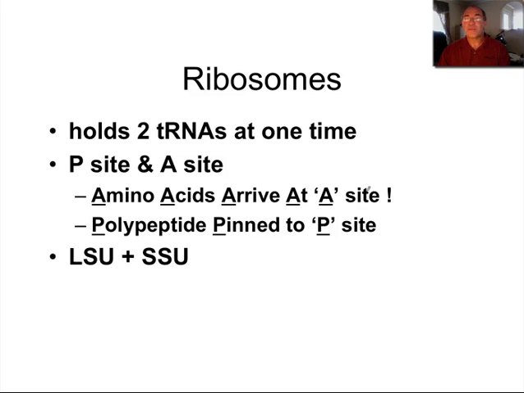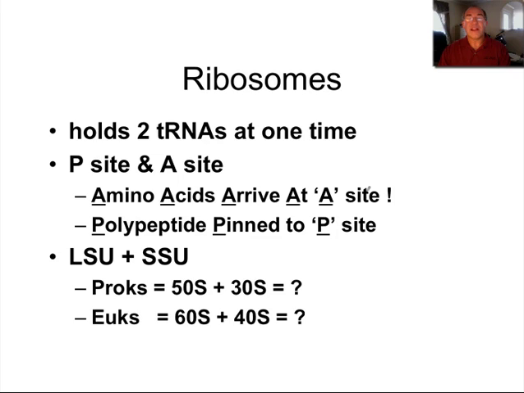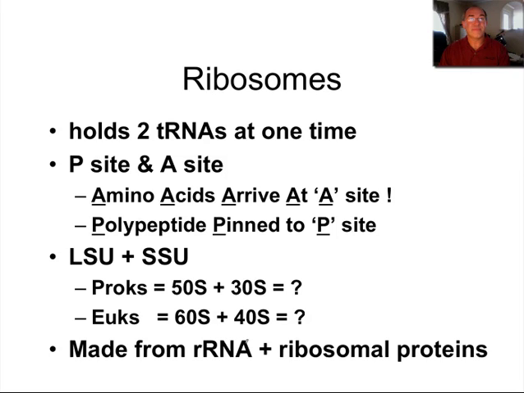There are large subunits and small subunits of ribosomes, and they vary in size depending on whether you are a prokaryotic or a eukaryotic organism. A prokaryotic has a 50S large subunit and a 30S small subunit. Eukaryotes are 60 and 40 respectively, and S is just a unit of weight. And ribosomes are made from ribosomal RNA as well as ribosomal proteins.